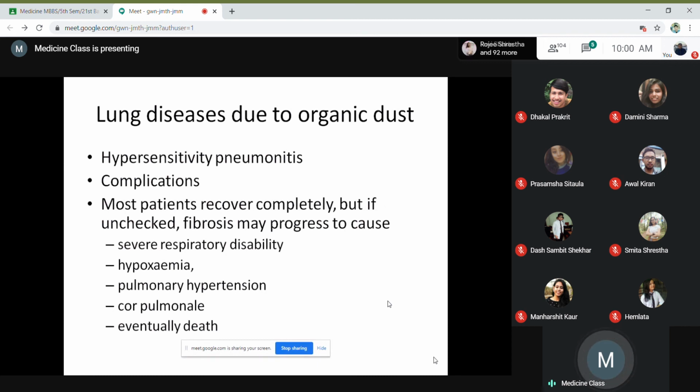Most of the patients may recover completely, but if the exposure continues, the patient may land up in the chronic phase where there may be fibrosis. The fibrosis which progresses may cause different complications. The patient may present with severe respiratory disability, hypoxemia, pulmonary hypertension, cor pulmonale, and even death.